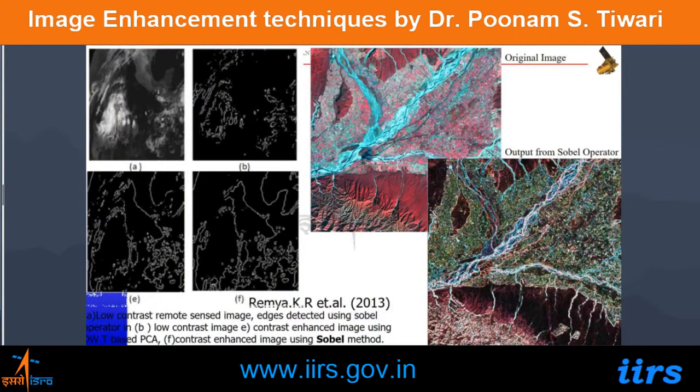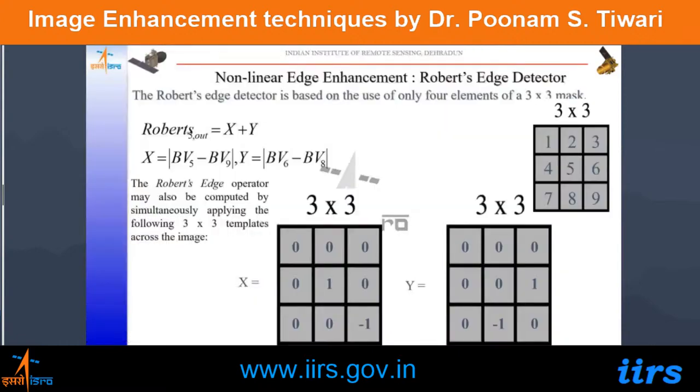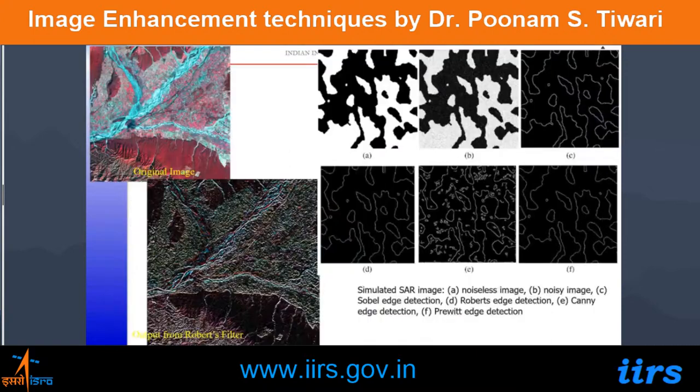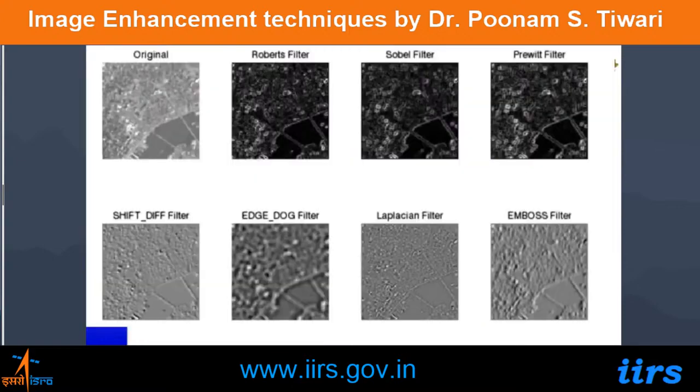Another filter is the Roberts edge detector. So in the Roberts edge detector, again, we have two different filters. One is X and one is Y. But in this, X is only brightness value 5 minus 9 and Y is 6 minus 8. So simply two filters are applied and the output is generated. So you can see these are the outputs from Roberts edge detection. These are again some of the outputs for different images.